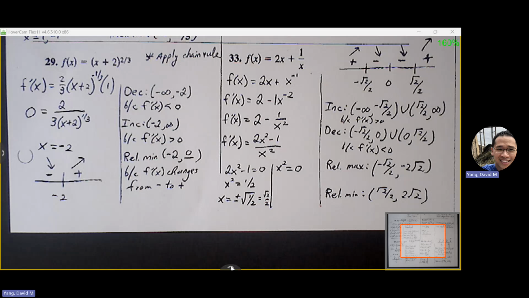Okay, 29, we go through chain rule, outside derivative times inside derivative. Clean up your fraction. Set your numerator equal to 0 and denominator to 0. Nothing from the numerator. The denominator will give us -2. Test our sign lines. And once we have our sign line all filled out, then we can just read it off of our sign line, right? Increase, decrease, relative minimum.